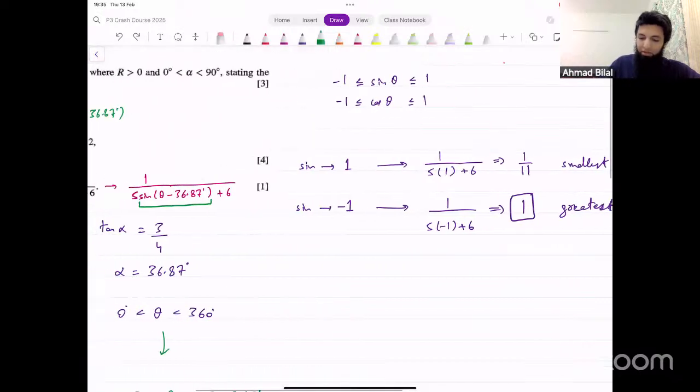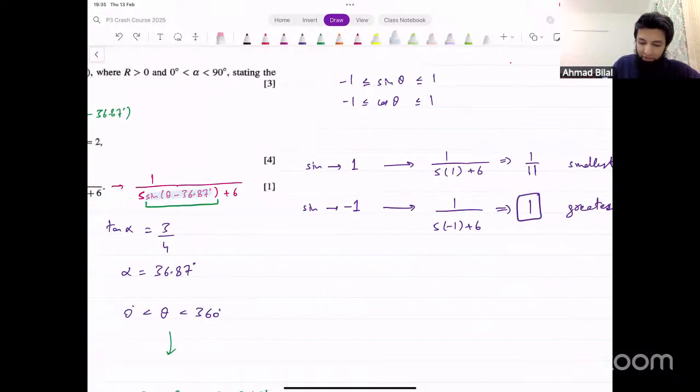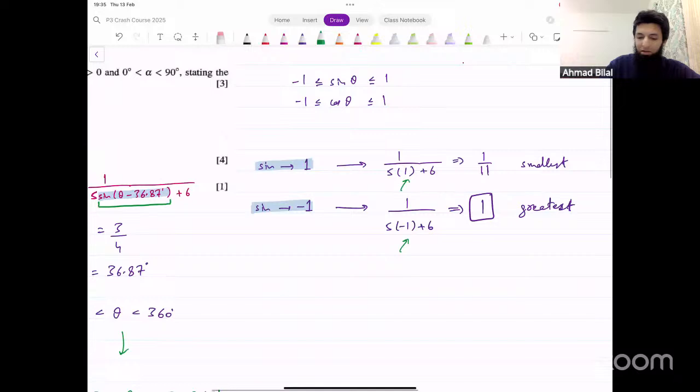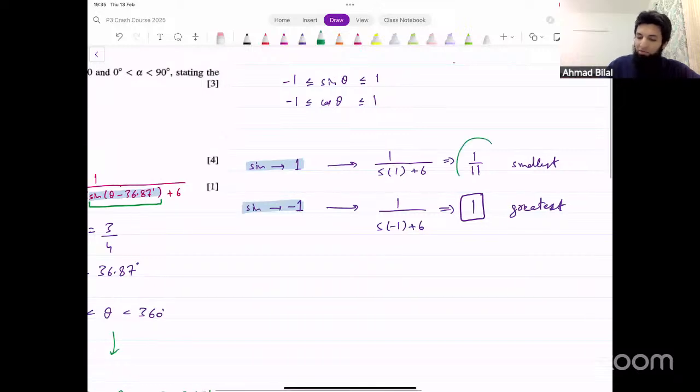In the denominator, we have sine of theta minus 36.87. In place of that, let's input 1 once, and in place of that, let's input -1, because those are the extreme values of sine, +1 and -1, right? The smaller value is the least possible value of this fraction, and the bigger value is the greatest possible value of this fraction. We were looking for the greatest possible value, that was 1. If they had asked for the least possible value, that would have been 1 over 11.